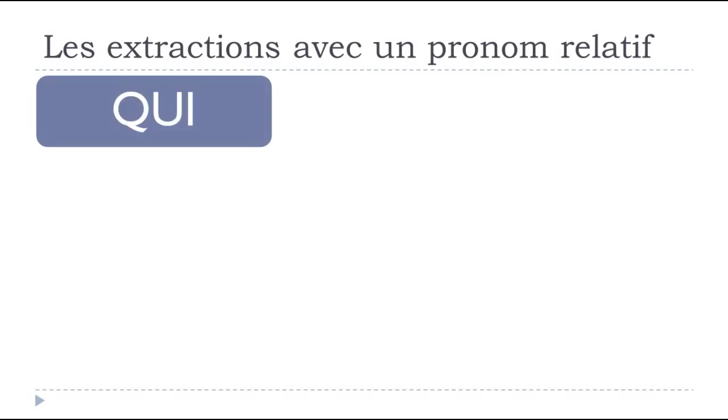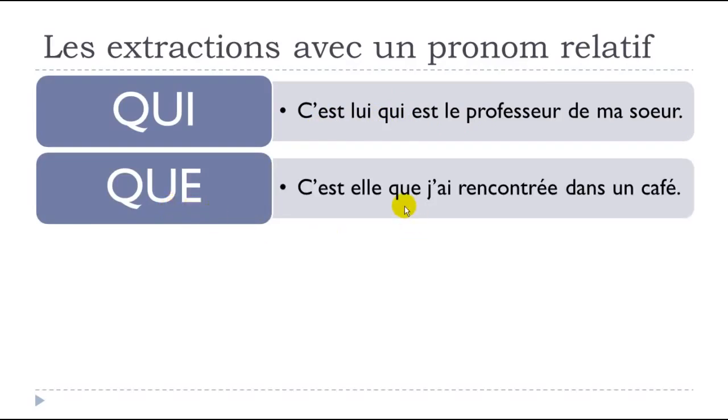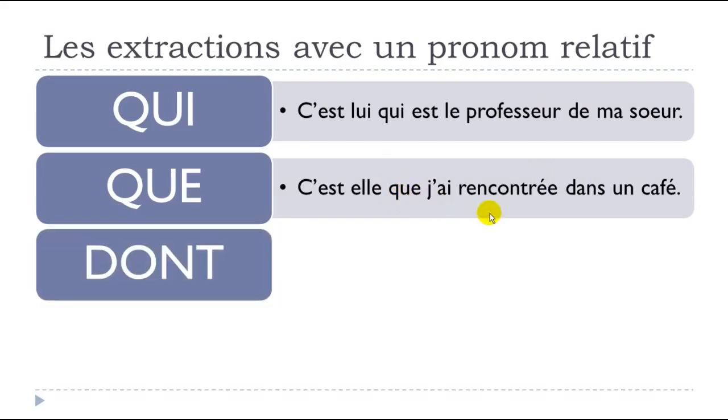Remember that we will use qui. C'est lui qui est le professeur de ma sœur. In that case, qui is used just because it's the subject in the second part. Then que, because it will be complément d'objet direct, c'est elle que j'ai rencontrée. So que is instead of la personne. J'ai rencontré cette personne. So it should come here. It's complément d'objet direct, and it replaces this person.